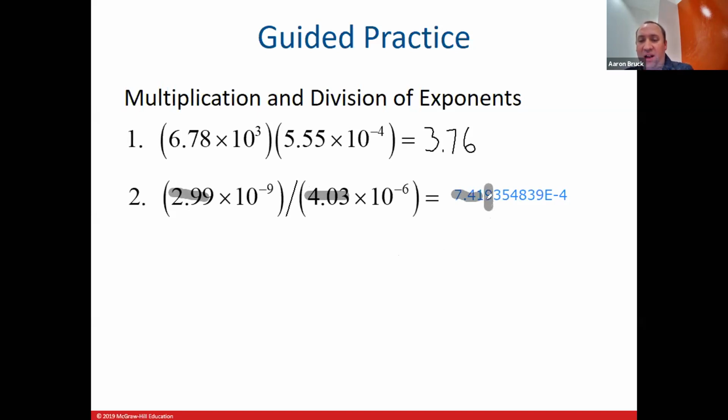I need to round the 1. I can see that I've got a 9 next to it, so that's going to round the 1 up to a 2. 7.42 times 10 to the negative fourth is going to be the answer we're looking for in that spot.